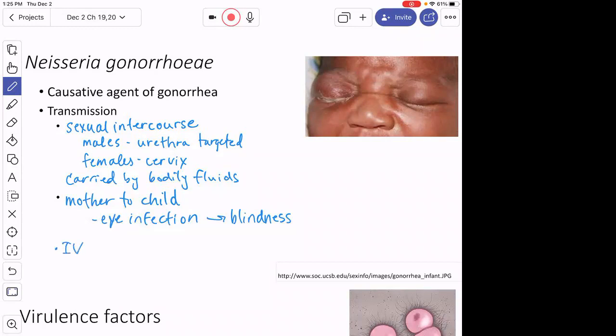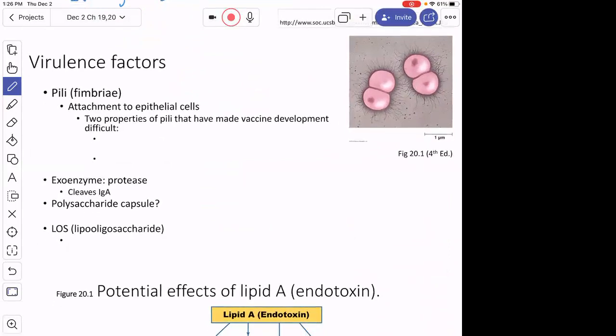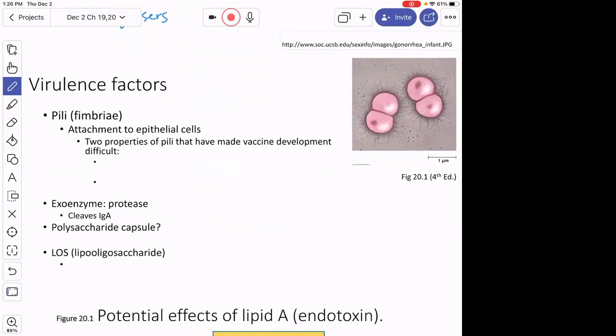Also, dirty needles. So IV drug users, that's another potential transmission pathway for Neisseria gonorrhoeae. All right, virulence factors. Whether you call it pili or fimbriae, again, let's stick with pili. This is a little bit nicer picture. You can see the cocci in pairs there with these little hair-like projections that we'll call pili. Those pili are really important so that they can adhere to our epithelial cells and mucous membranes.